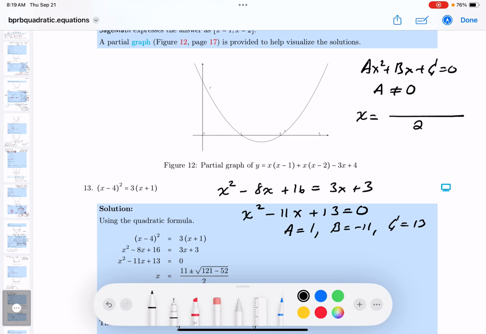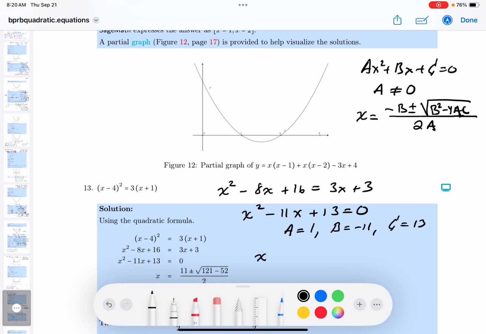What's it going to be? Twice the A in the bottom, minus B, plus or minus this crazy looking root thing, B squared minus 4AC. And if you recall from lecture, the way we got that is by completing the square. So let's write this down now.